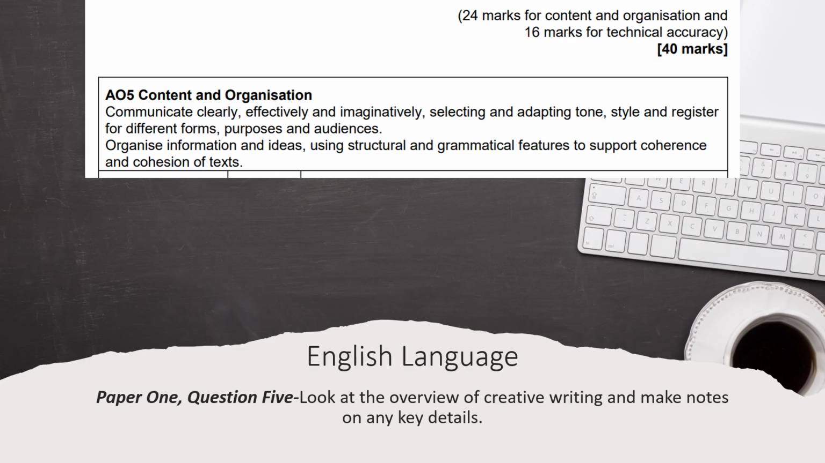So what we're going to do, we're going to have a look at a few example responses. So first of all, you'll be given a stimulus, but what we're going to focus on specifically is AO5. Now, AO5 is something that we look at in the mark scheme, which specifically focuses on content and organization, and you can see that just above here. Okay, now the way that the exam works, you get 24 marks for content and organization, and that's what we're going to focus on at the moment, because that's where the vast majority of the marks are.